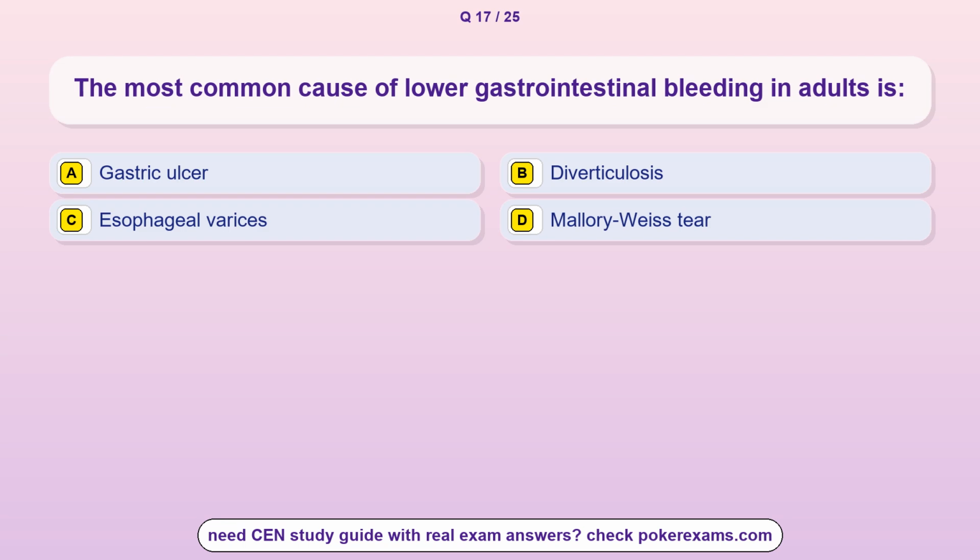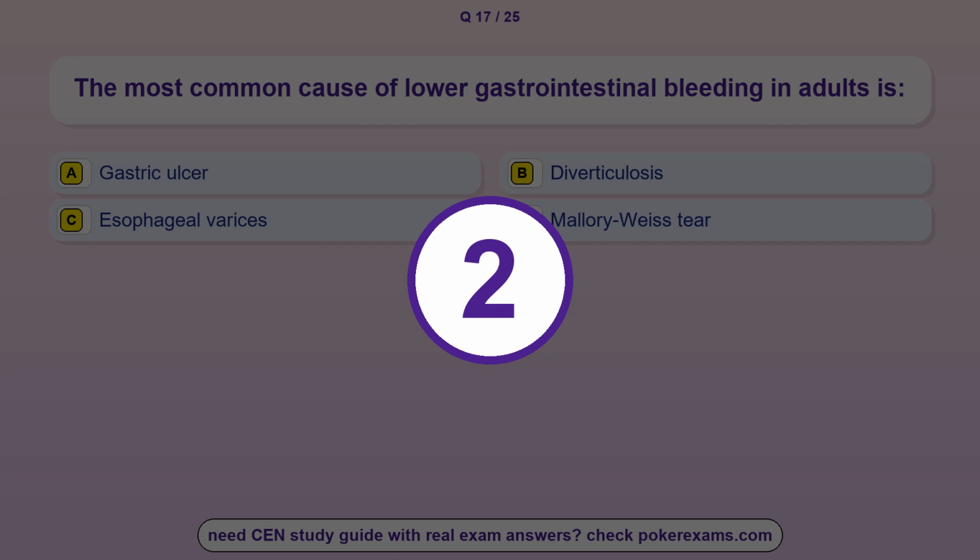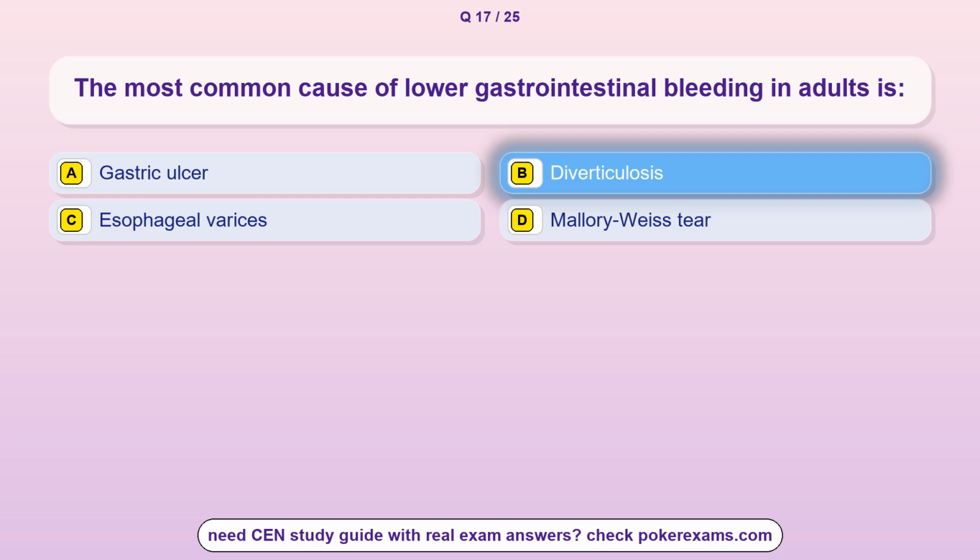Question 17. The most common cause of lower gastrointestinal bleeding in adults is: option A, gastric ulcer. Option B, diverticulosis. Option C, esophageal varices. Option D, Mallory-Weiss tear. The correct answer is option B, diverticulosis.